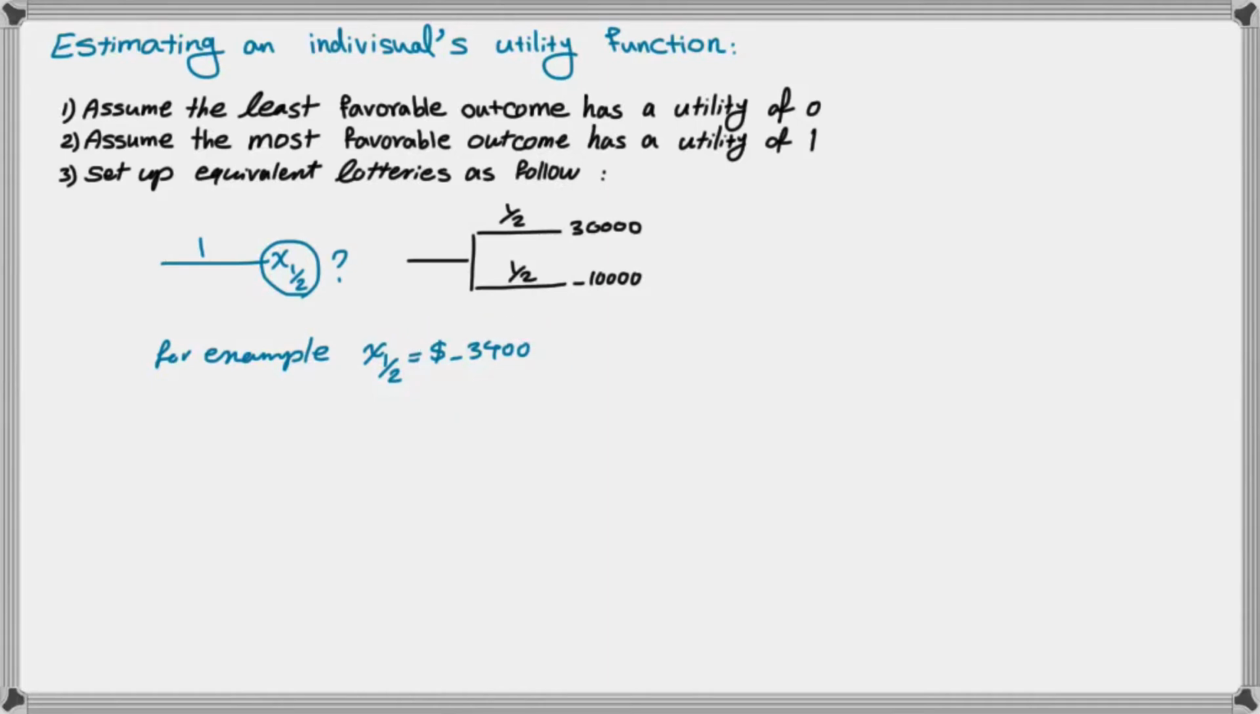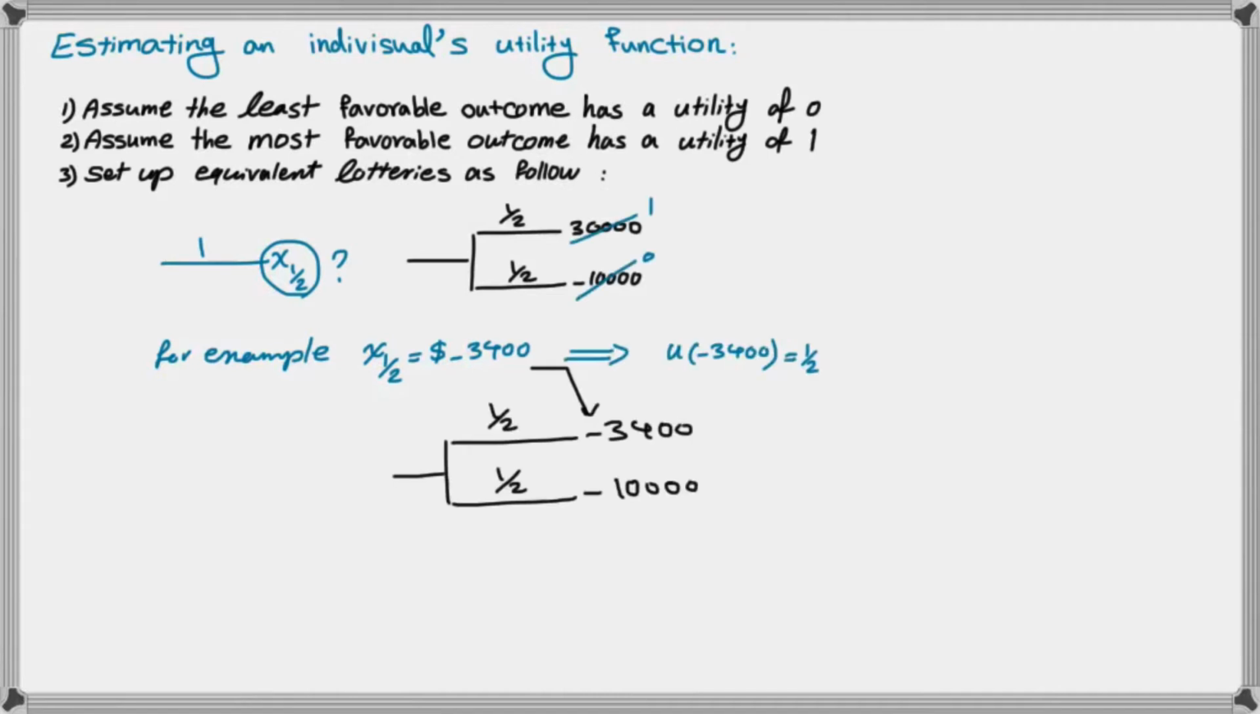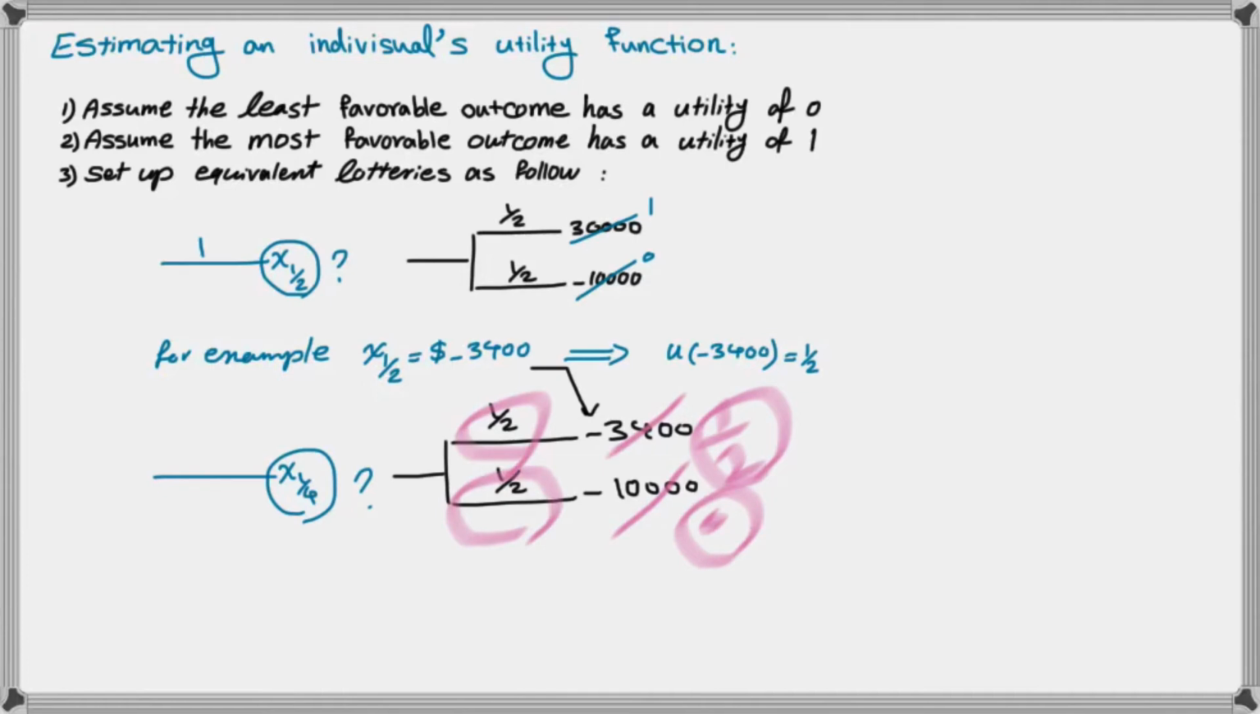Now we continue this process, but this time instead of using the maximum reward, we use the reward that has a utility of 1/2. The idea is to find the value that makes these two equivalent. This one has a utility of 1/2, and this one has a utility of 0. The expected utility from here, which is 1/2 multiplied by 1/2 plus 0 multiplied by 1/2, is going to be 1/4. Whatever number we find for this is going to have a utility of 1/4. So we have to ask the person what reward here, if you get it with a probability of 100%, makes these two lotteries exactly the same for you. Basically, you wouldn't have any preference for one over the other.